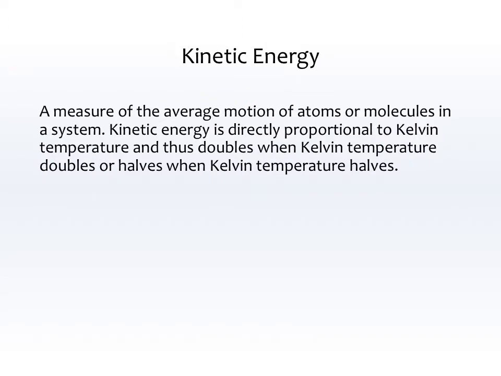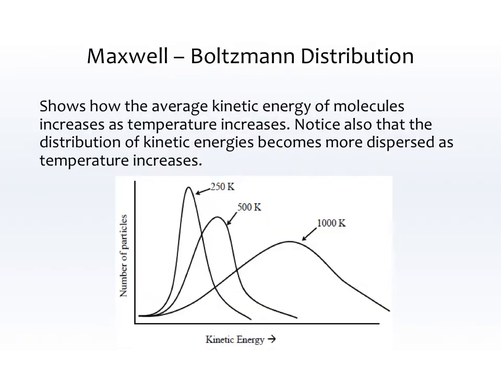The other type of energy we're concerned with here is kinetic energy, a measure of the average motion of atoms or molecules in a system. Kinetic energy is directly proportional to Kelvin temperature, and thus doubles when Kelvin temperature doubles, or halves when Kelvin temperature halves. Notice that we're talking about Kelvin temperature, not Celsius temperature. It is not directly related to Celsius, just Kelvin. The Maxwell-Boltzmann distribution will actually explain that a little bit better.